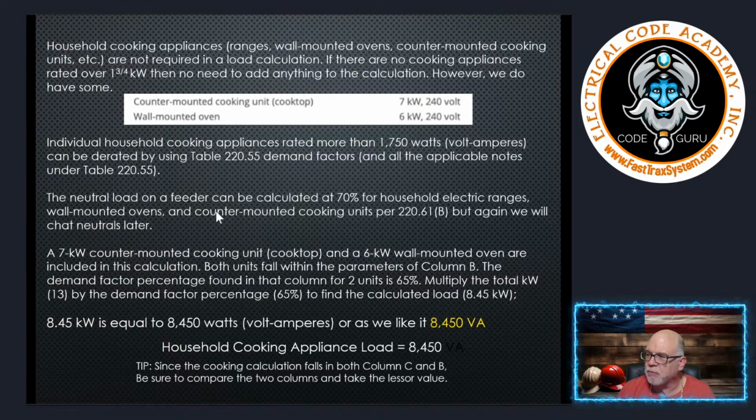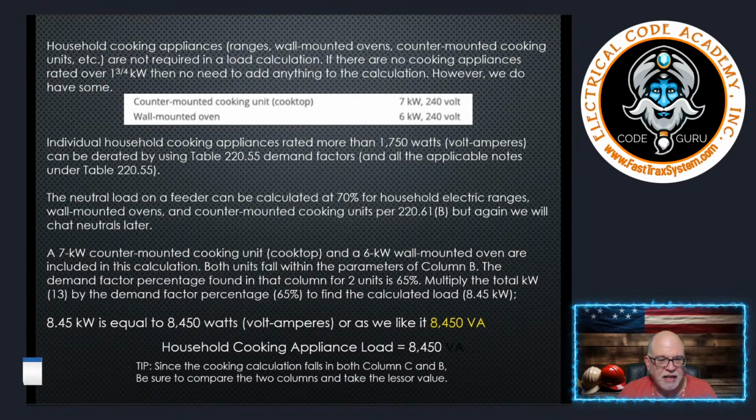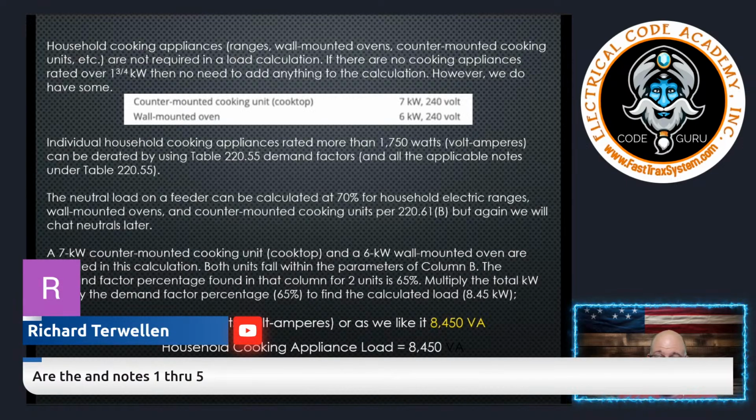All right, so let's look at what we've got going on here. We've got a 7 kW counter-mounted cooking unit, a cooktop. It's kind of a big cooktop. And as Richard says, there are definitely a bunch of notes in there, which you will learn about over in our range videos. Those are definitely where you would find those. So remember, you've got notes to be aware of, okay?